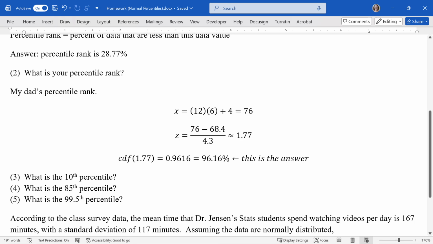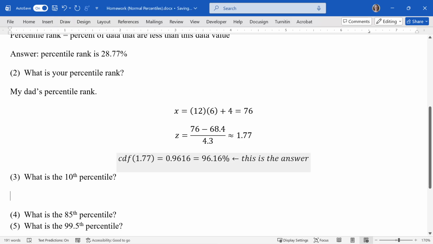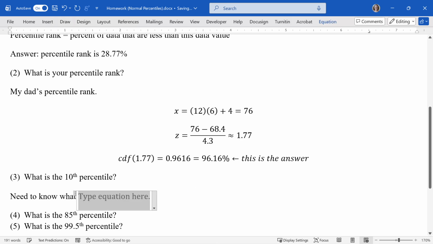Okay, so how do we figure this out? The 10th percentile. So I'm going backwards. I have this percentage part here, and I'm trying to go backwards and see what was the z-value that produced that percentage. And then once I have that z-value, I'm going to keep going backwards, all the way back to x. What was the x value that gave me that z-value? Okay, so I need to know what z gives me CDF of z equals 0.1000, as close as possible.